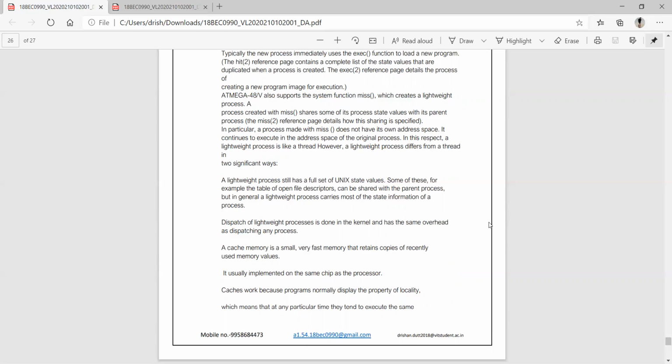A cache memory is a small, very fast memory that retains copies of recently used memory values. It is usually implemented on the same chip as the processor.